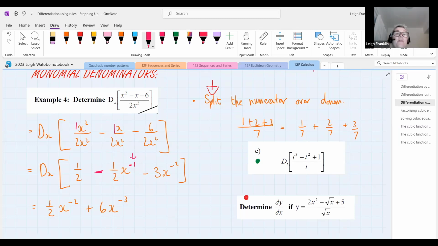And then I did the same thing with my last term. A negative times a negative is a positive. 3 times 2 is 6, and then I have to take 1 away from my exponent. So minus 2 minus 1 leaves me with the minus 3 that I see over here. Okay.